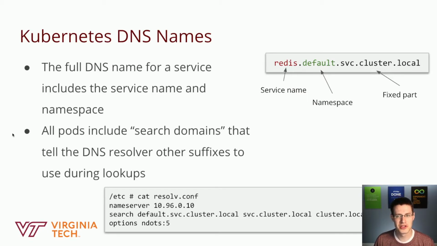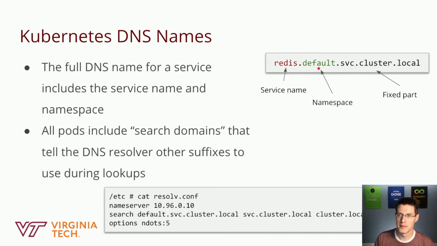Now, one of the things to note about the Kubernetes DNS names is that there's a lot more going on with them than just saying, okay, I want to look up redis. The full DNS name for a service is actually a pretty long name. It's redis.default.svc.cluster.local. This is the full domain name for a Redis instance that's running in the default namespace.